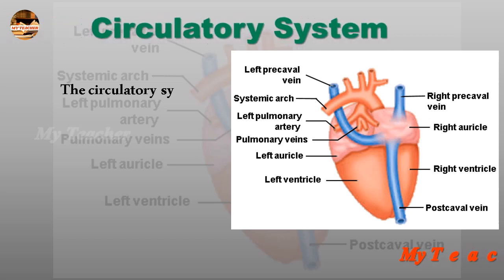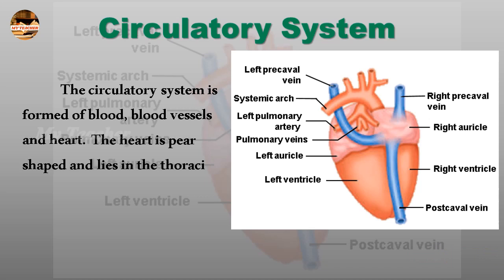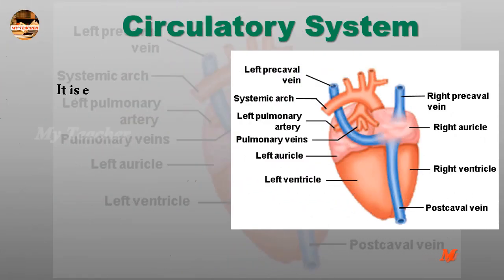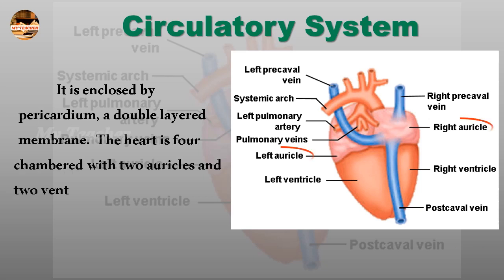Name the parts of the circulatory system. Blood, blood vessels and heart. The heart is pear-shaped and lies in the thoracic cavity in between the lungs. It is enclosed by pericardium. It is a double-layered membrane. The heart is 4-chambered with 2 auricles and 2 ventricles.